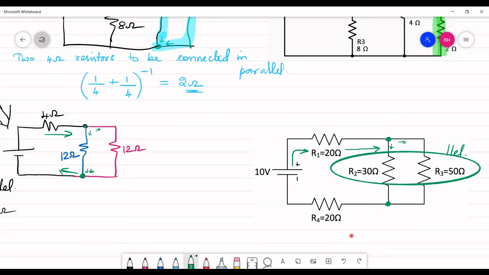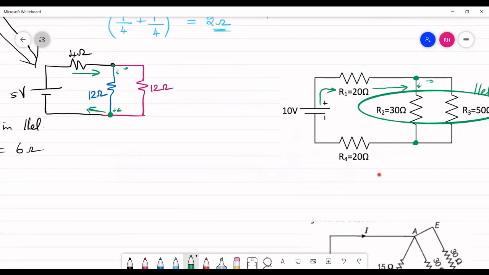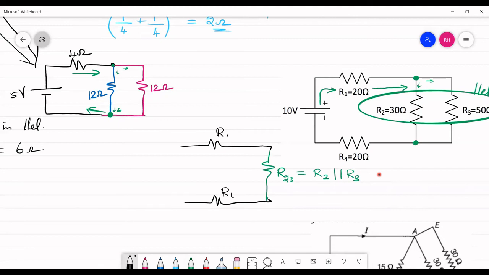Let me quickly draw the equivalent circuit alone. Here I combine R2 and R3 and write it as R23, where R23 is the parallel combination of R2 and R3. And we draw the rest. Here you have R1, and then here you have R4, and you have the voltage.